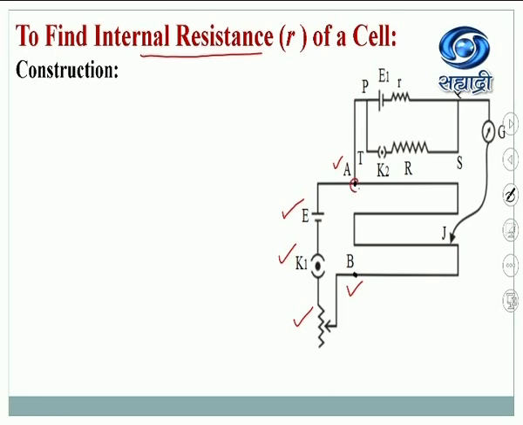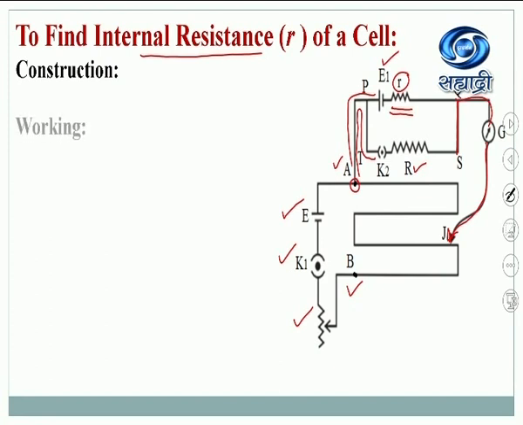Now at this point A, what have we connected? The positive terminal of the cell having EMF E1 is connected here. Then the key K2, its one end is connected to this point. This is the internal resistance of this cell E1. That is what we have to find out. Then another resistance R is connected across this cell, and these two are connected here, and they are connected to the galvanometer, and the galvanometer is connected to the jockey. So this is how the circuit is used to find the internal resistance of the cell.